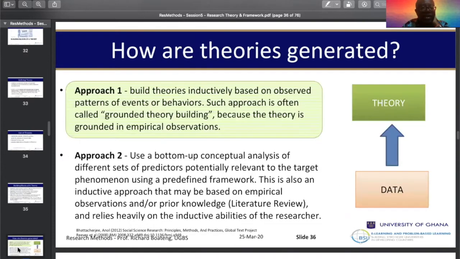Okay. Now, how are theories generated? Let me look at the question. What if you are working on a fairly new area, like climate change, and there is no theory relating to what you are doing? How do you still come up with a framework?